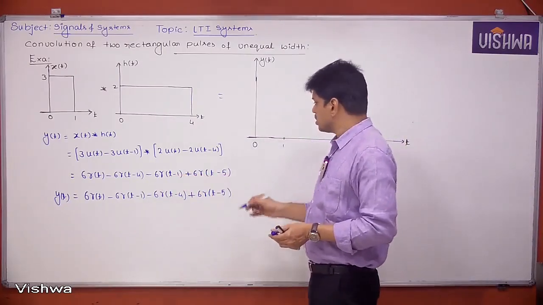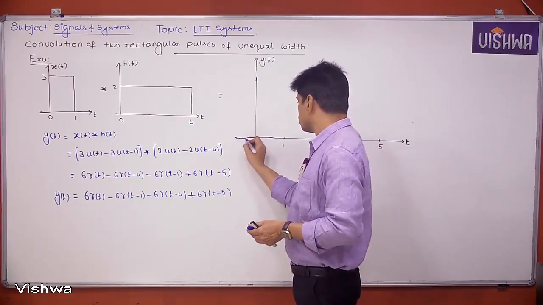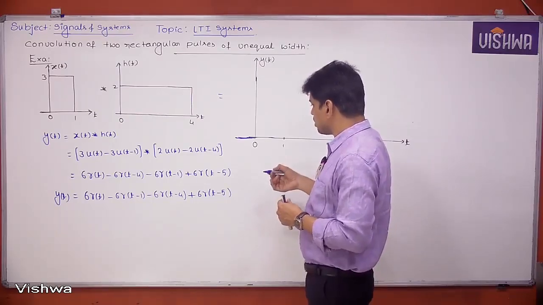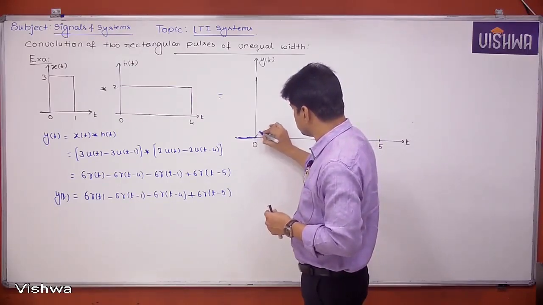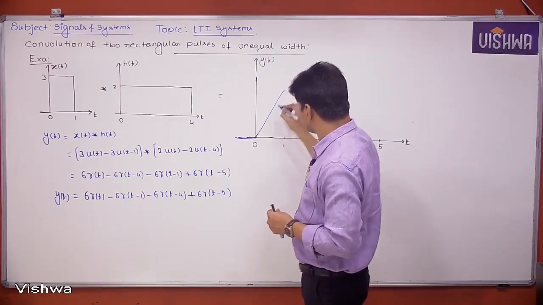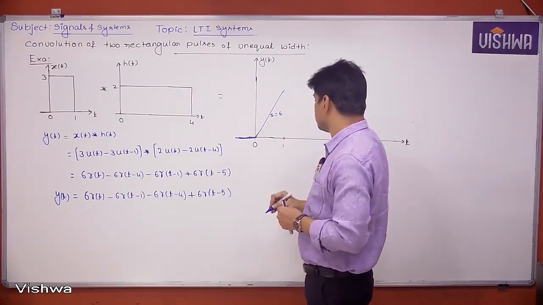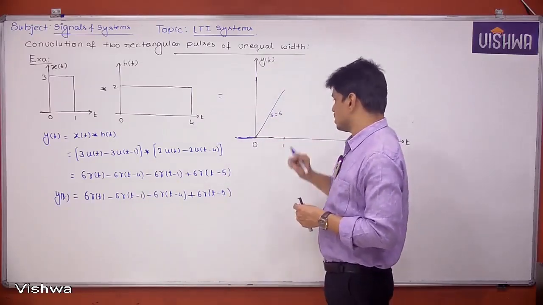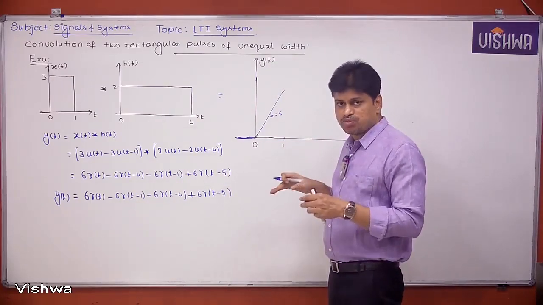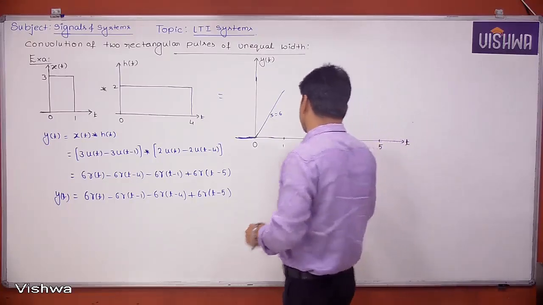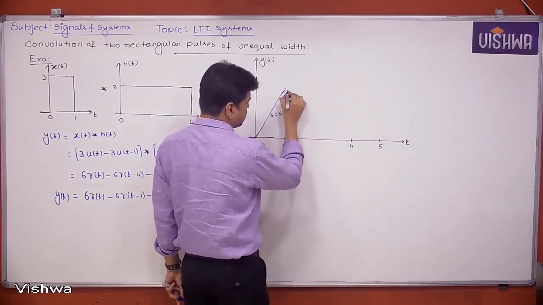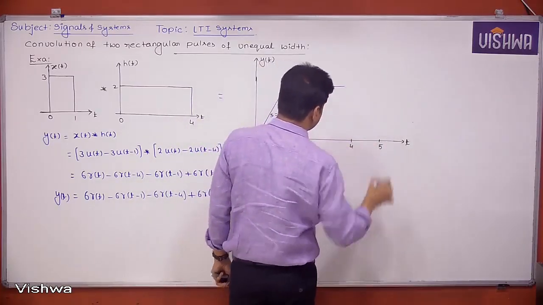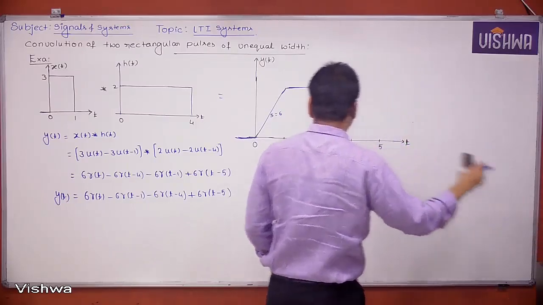6r of t. That means up to 0 the slope is equal to 0. From 0 its slope is becoming 6. So this is the slope 6 line. Next, at 1, how much slope is introduced? Minus 6. Already slope 6 is there. If I introduce minus 6 slope, then the slope will become 0. That means it is going to be a horizontal line. So from 1 onwards it is going to be horizontal up to the next corner point. What is the next corner point? 4.